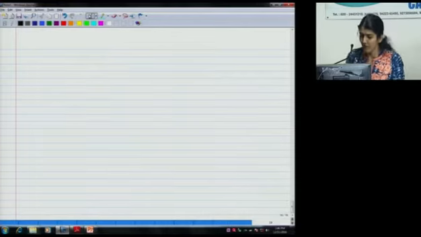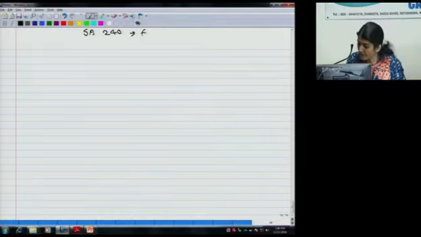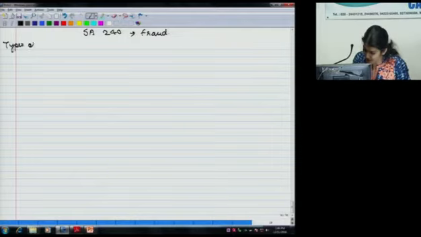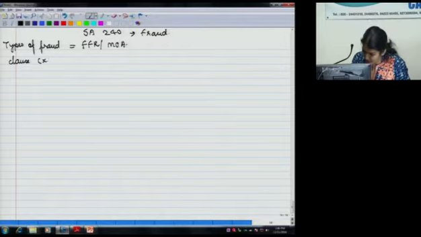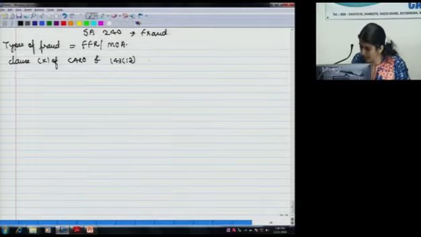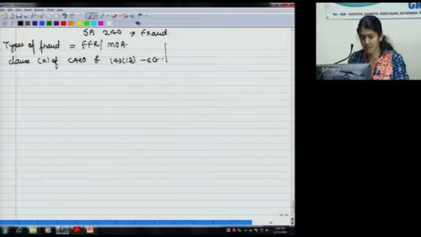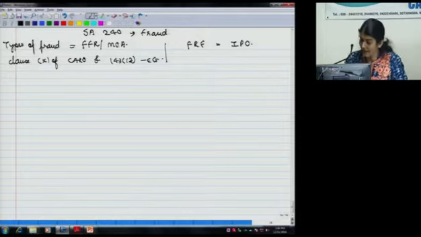Now, let me prepare a summary of SA 240, the auditor's responsibilities relating to fraud. In SA 240, I studied the two types of fraud: fraudulent financial reporting and misappropriation of assets. And then clause 10 of CARO 2016 and 143.12, duty to report the fraud to CG. Then we saw FRF is equal to IPO, and MOC is equal to JV.